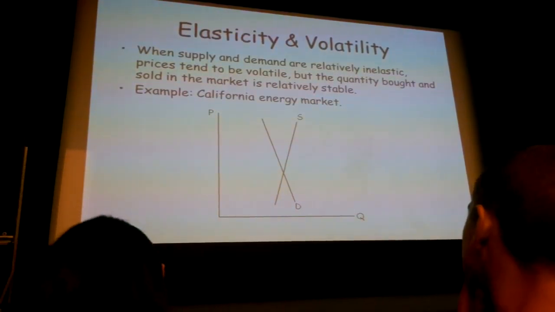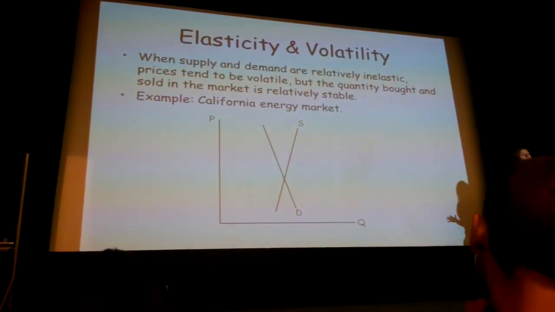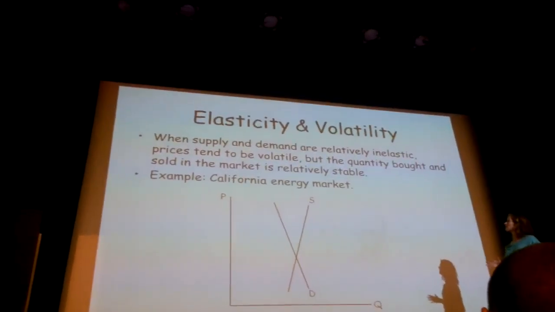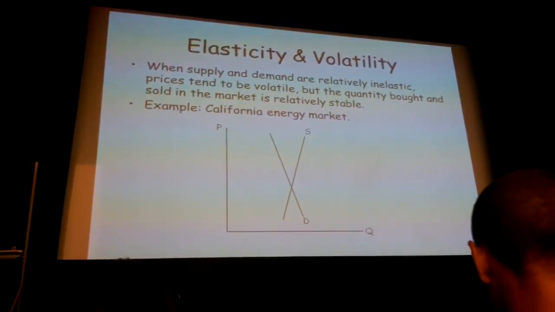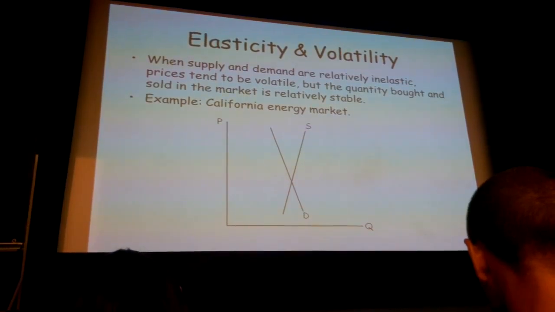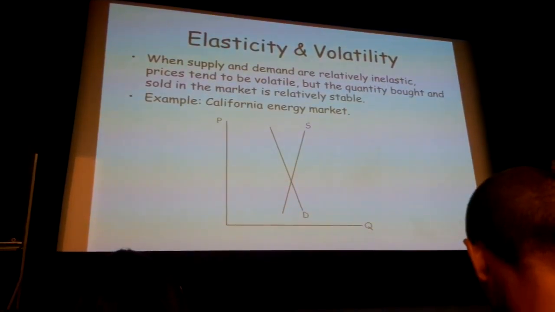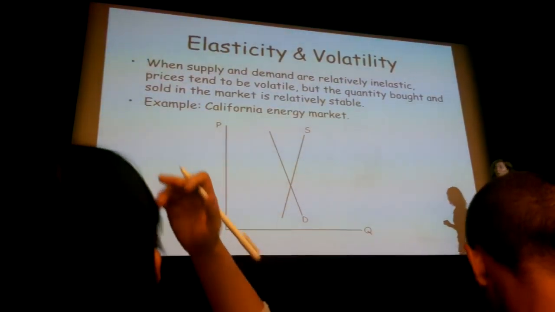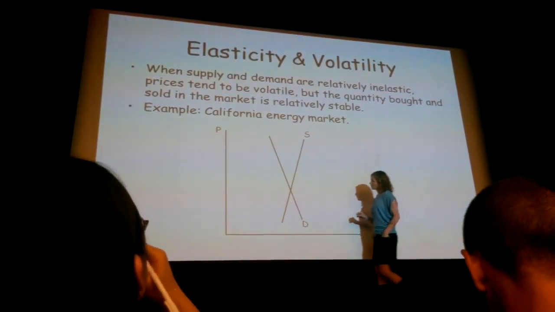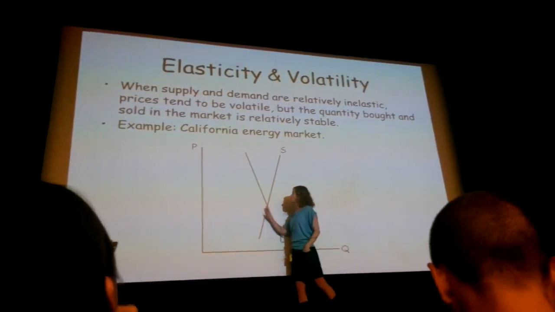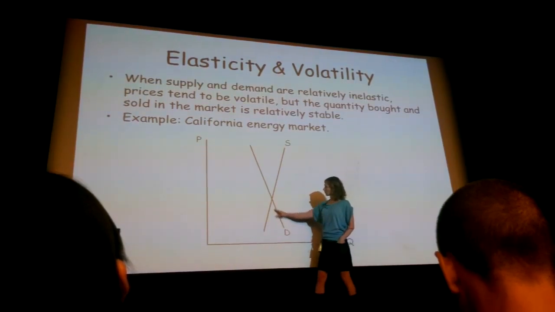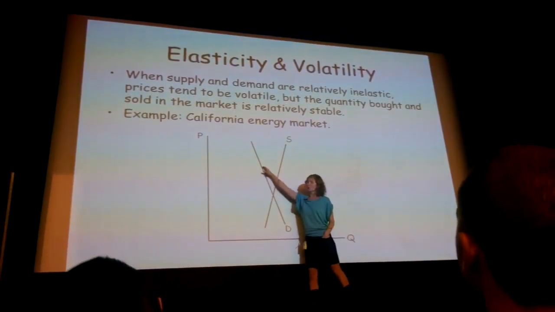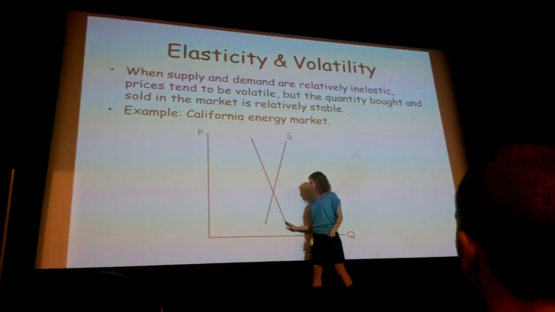The general rule is that when supply and demand are relatively inelastic, prices tend to be volatile, but the quantity bought and sold in the market tends to be relatively stable. The example I'm giving here is the California energy market. It turns out that the elasticity of demand for energy is relatively low. The demand for energy is relatively inelastic. That's why I've drawn a relatively steep demand curve here.